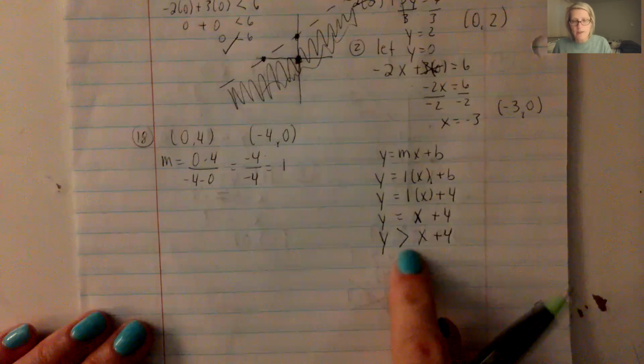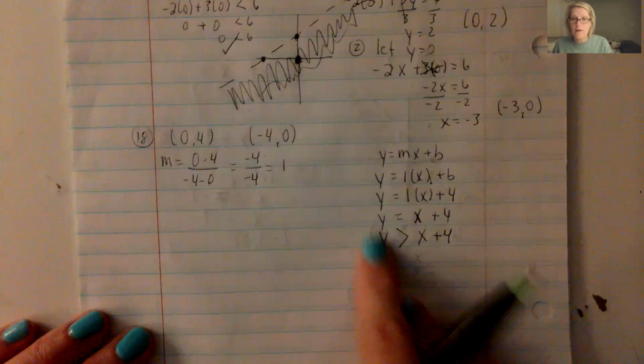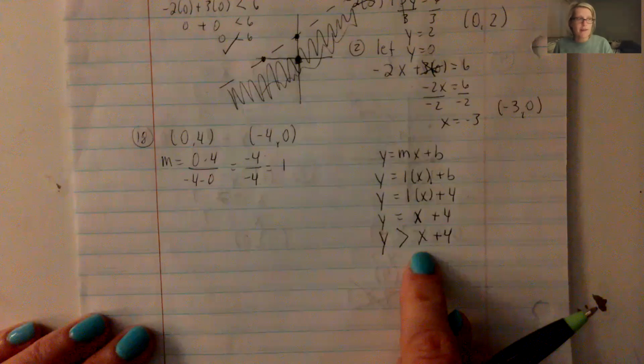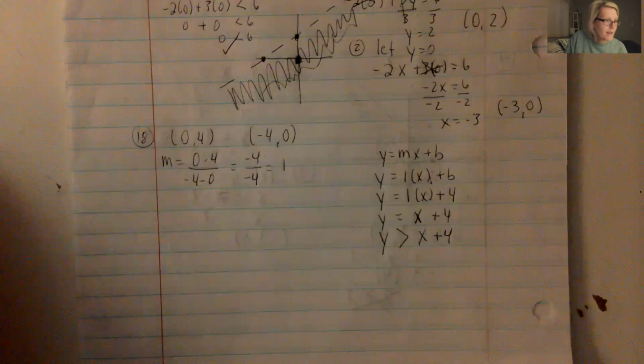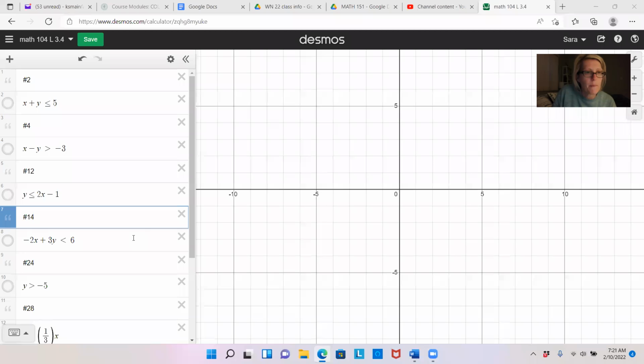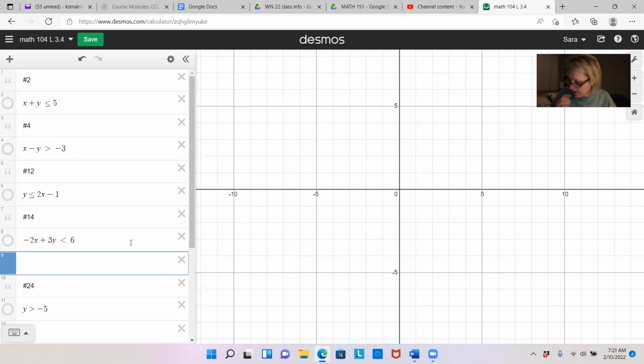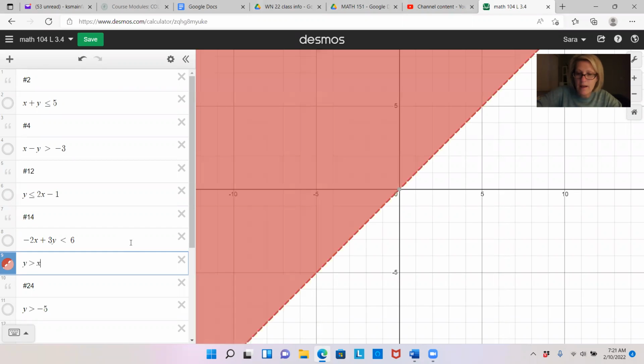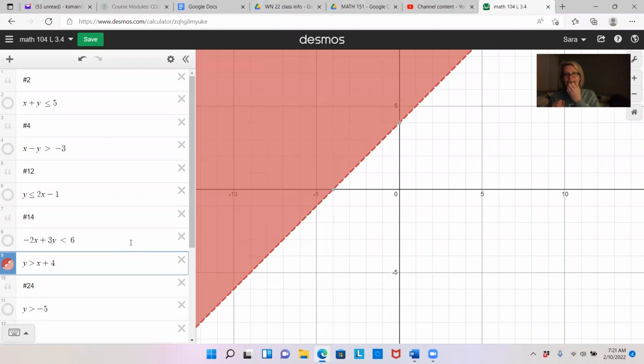And now we can check this one in Desmos by putting in what we think is the true statement that's going to make it look like the graph on page 249. So let's go to Desmos and put what we think is our correct inequality, and we can check our work. So I'm going to enter it in here. We think it's Y is greater than X plus 4. We did it. Yay. It looks just like what it did in the book. Exciting.